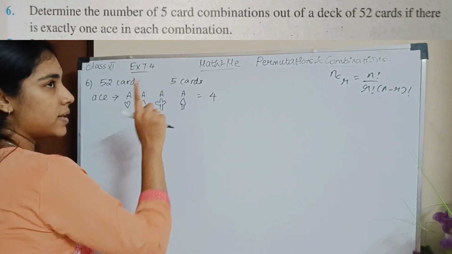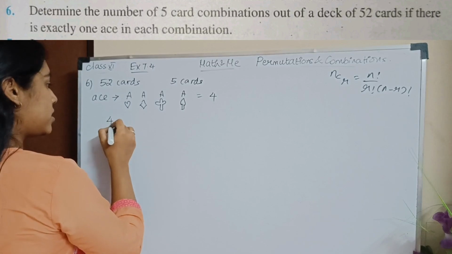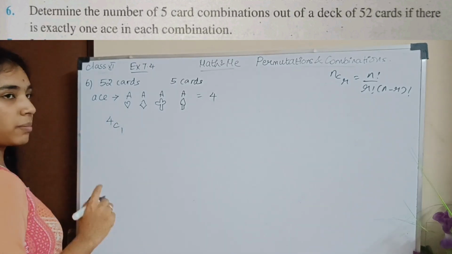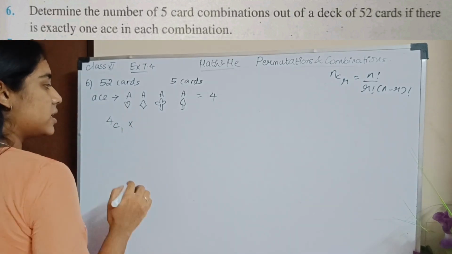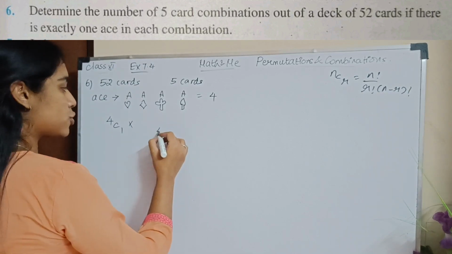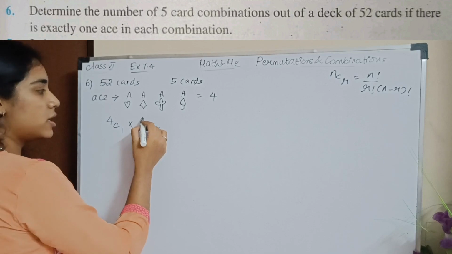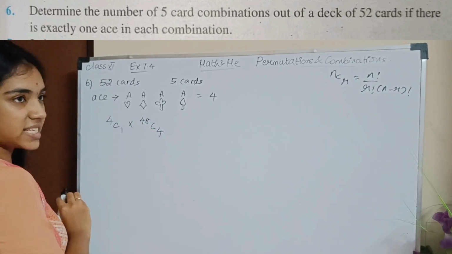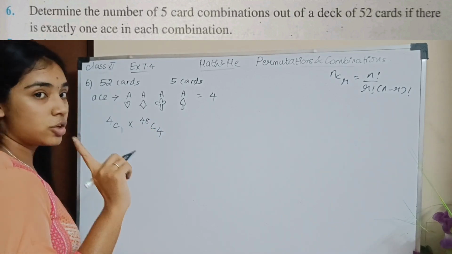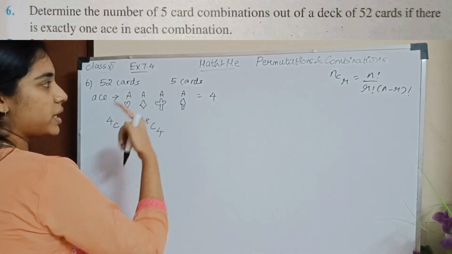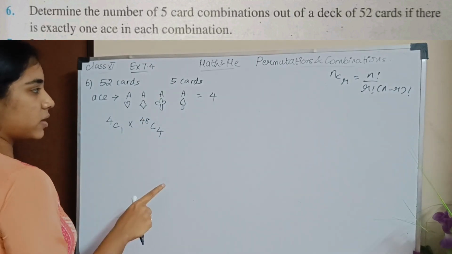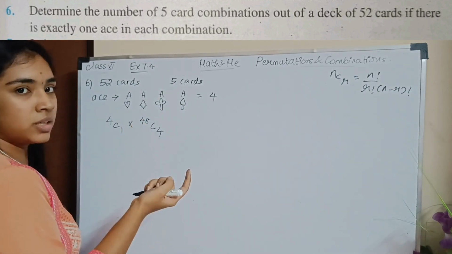In the 5 cards, ace ஆவது இருக்கணும். So I can choose one ace from my 4 aces, and the remaining cards can be chosen from the rest. If 4 aces போயிடுச்சுனா, 52 minus 4 will be 48. So I have 4 ace cards and I have 48 non-ace cards. In total I have to pick up 5 cards. So one ace கண்டிப்பா இருக்கணும். மீதி 4 can be from the non-ace cards.